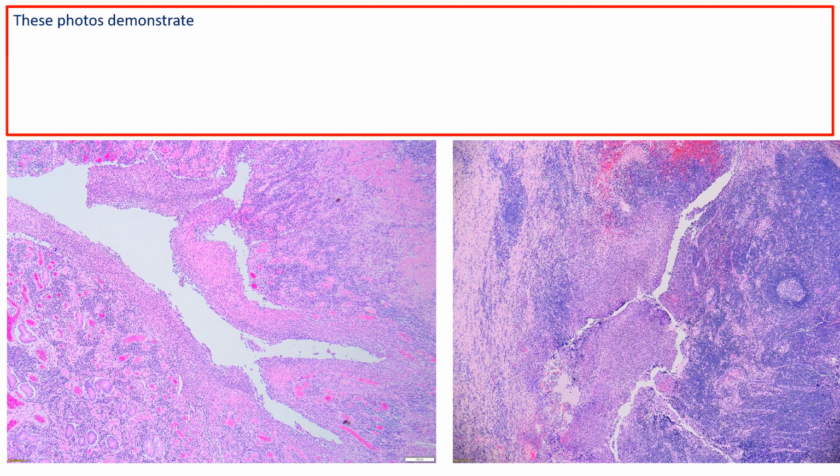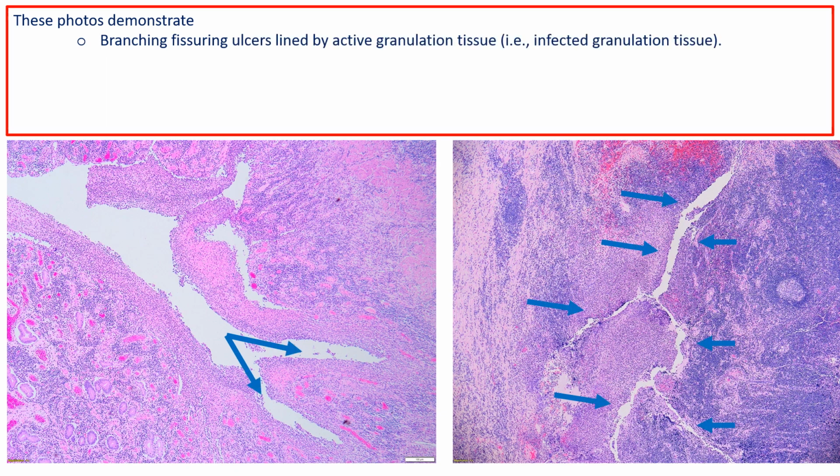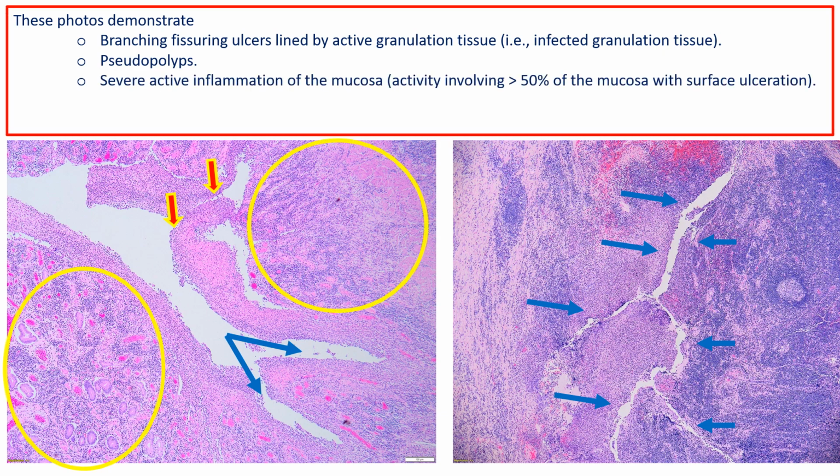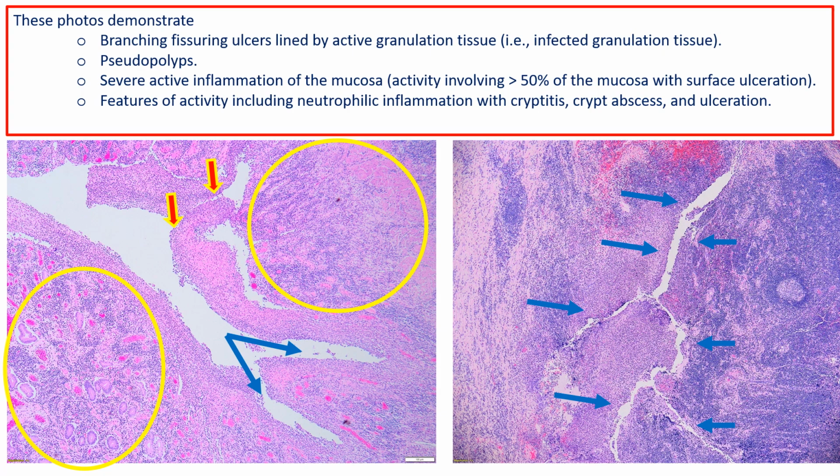These photos demonstrate branching fissuring ulcers lined by active granulation tissue that is infected granulation tissue, pseudopolyps, severe active inflammation of the mucosa, activity involving more than 50% of the mucosa with surface ulceration, features of activity including neutrophilic inflammation with cryptitis, crypt abscess, and ulceration, and congested thickened blood vessels with hyaline thrombosis.